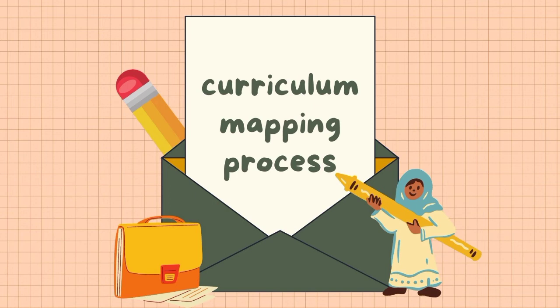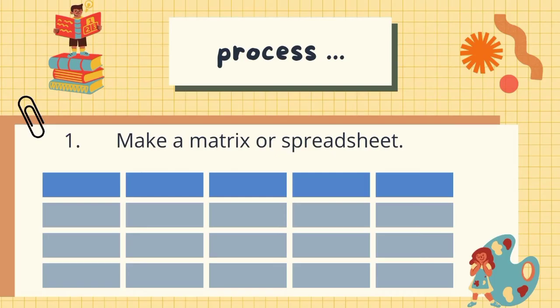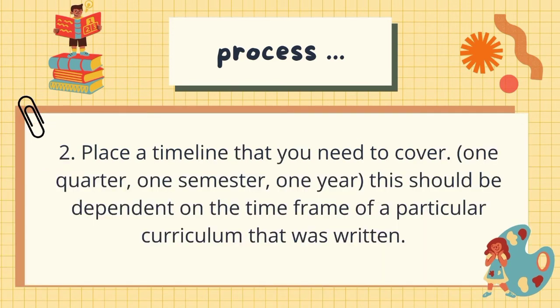We come now to the curriculum mapping process. There are many ways of doing things according to what outcomes one needs to produce. This is also true with curriculum mapping. However, whatever outcome of map will be made, there are suggested steps to follow. So we have example A. Step 1. Make a matrix or spreadsheet. Step 2. Make a timeline that you need to cover, including one quarter, one semester, or one year. This should be dependent on the time frame of the particular curriculum that was written.